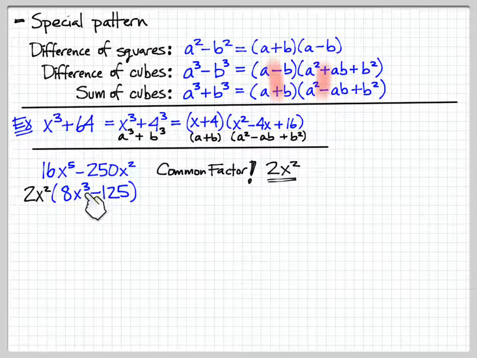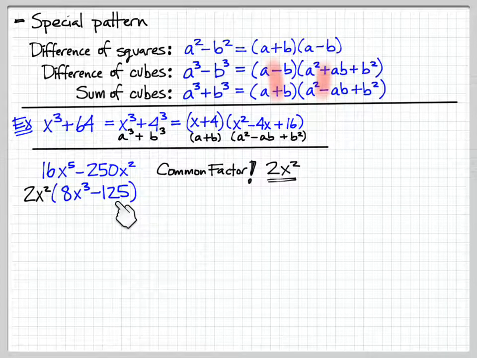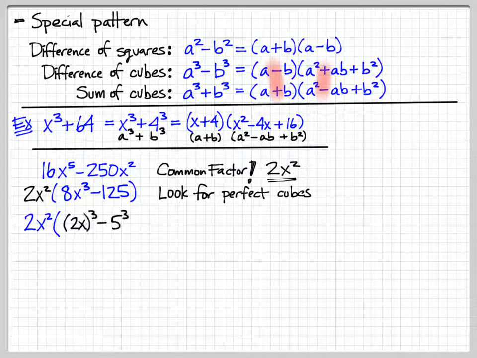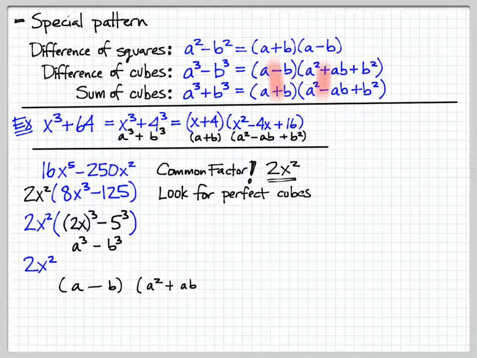And so this, again, this x cubed should alert us. Let's start looking for perfect cubes. Is 8 a perfect cube? Yes, it is. It's actually 2 to the third. Is 125 a perfect cube? Actually, it is. It's 5 to the third. So we can now rewrite this. We can write this as 2x to the third minus 5 to the third. And these are our a cubed minus b cubed. And so then we can just rewrite this using our special pattern. And I put it down below just as a template.